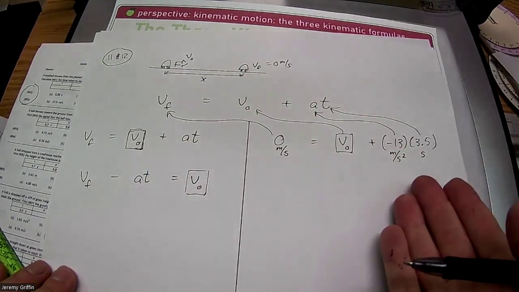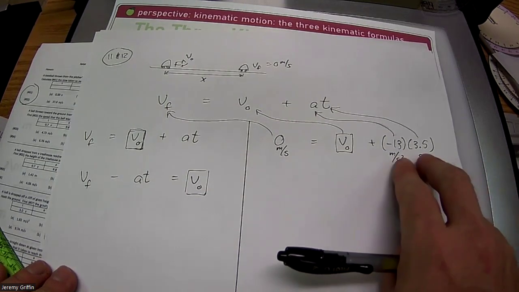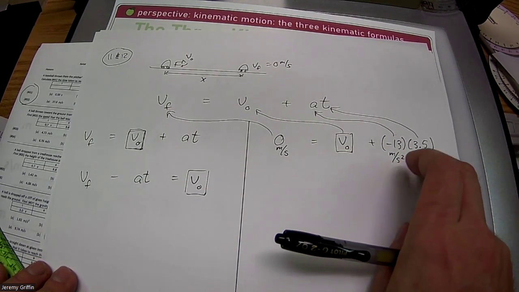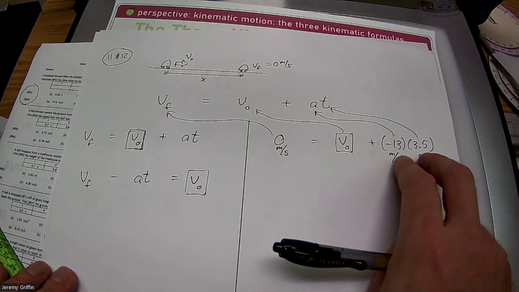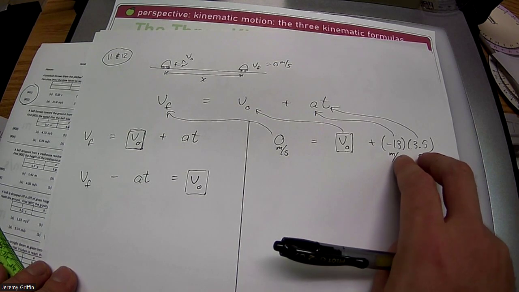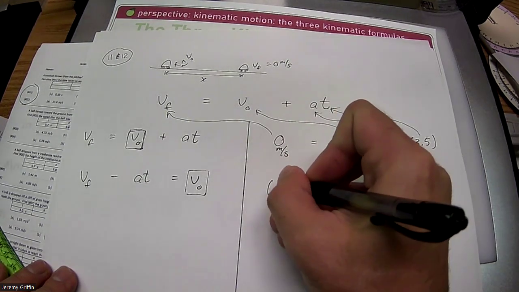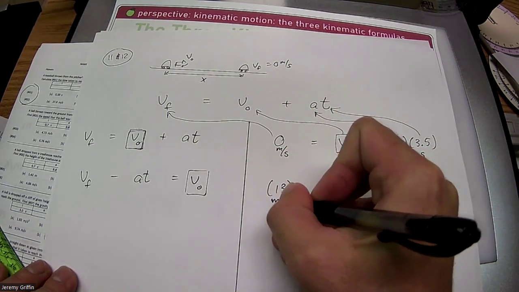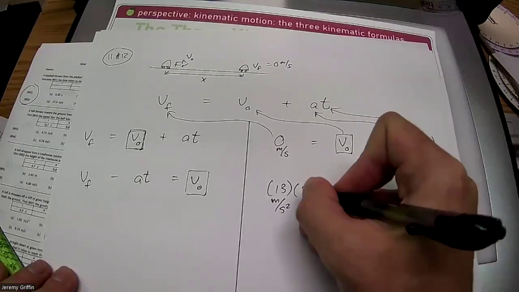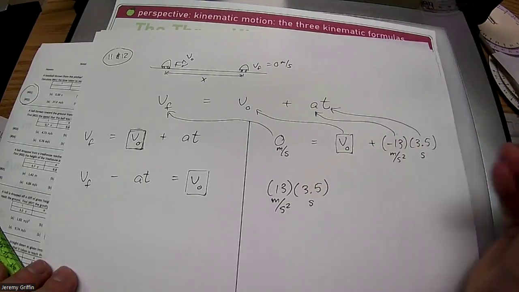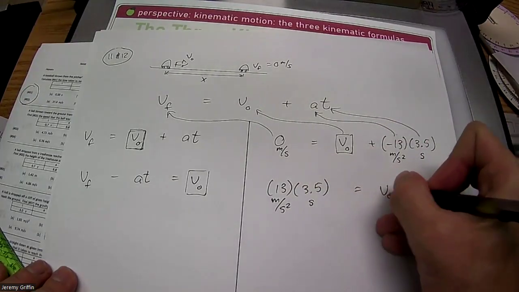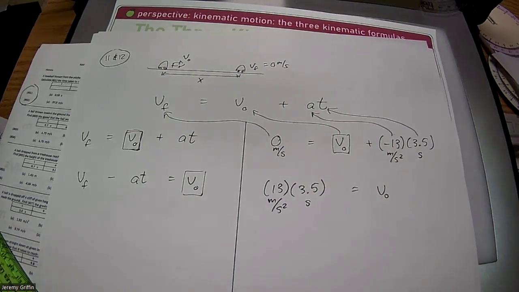On the right side, I've got the same setup, just the numbers plugged in. I can subtract this over. If you subtract a negative, that gives you what kind of number? A positive. So I'll go ahead and write it that way. We'll say 13 meters per second squared times 3.5 seconds. It represents the initial velocity of the car.